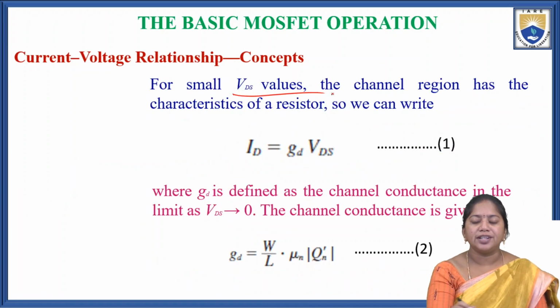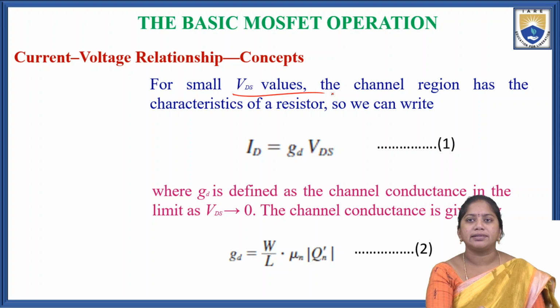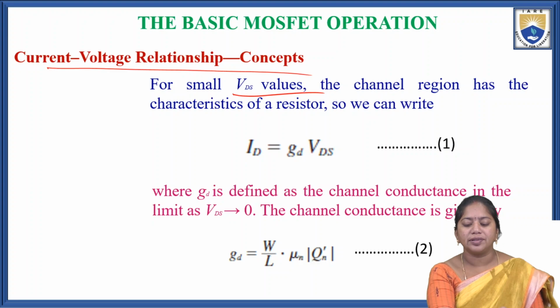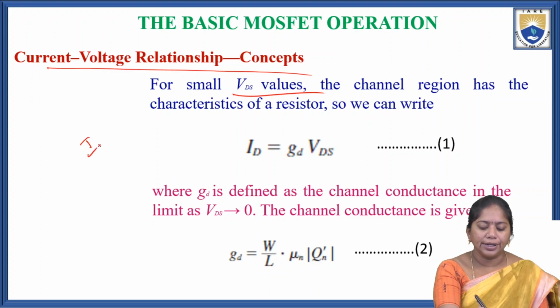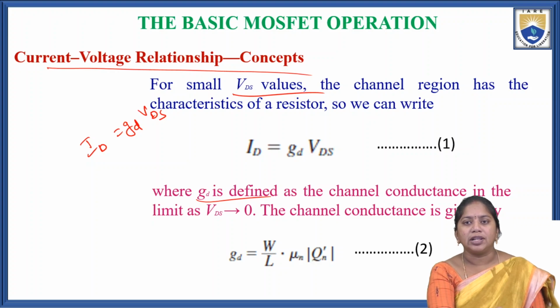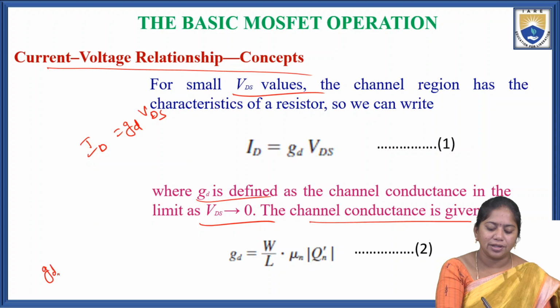For small drain source voltage values, the channel region, with the current voltage relationship concepts, has the characteristics of a resistor. So we can write the drain current ID equal to GD times VDS. That is equation 1, where GD is defined as the channel conductance, in the limit VDS tends to 0. The channel conductance is given by GD equal to W by L times mu n times Qn dash.